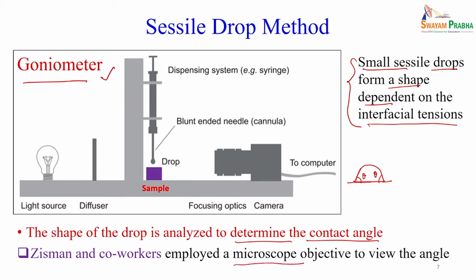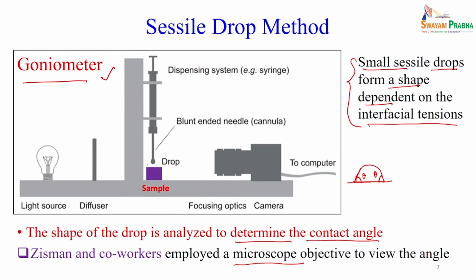This setup is like a horizontal microscope, which has a light source, a filter and a camera. This is the stage where we put a sample, and using a syringe you add a drop of the liquid. Depending on the surface energy of the solid, the surface energy of the liquid, as well as the interfacial energy of the solid-liquid, a drop forms, and it will have a certain tangent or angle at the surface. That angle is known as the contact angle.